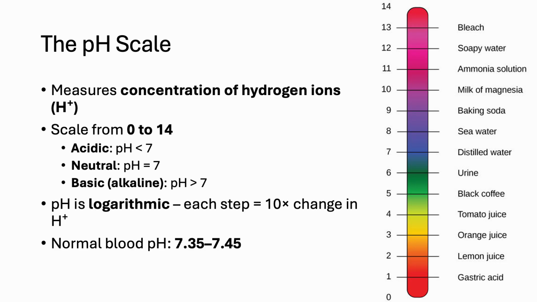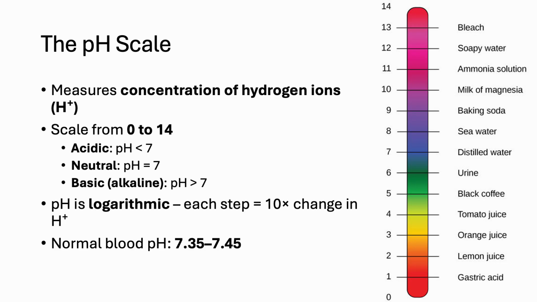The pH scale is a way to measure the concentration of hydrogen ions in solution. It ranges from 0 to 14, with 7 being neutral. Values below 7 are acidic, meaning higher hydrogen concentrations, while values above 7 are basic or alkaline. Importantly, the pH scale is logarithmic. Each number represents a tenfold difference, so a solution with a pH of 5 is 10 times more acidic than one with a pH of 6.